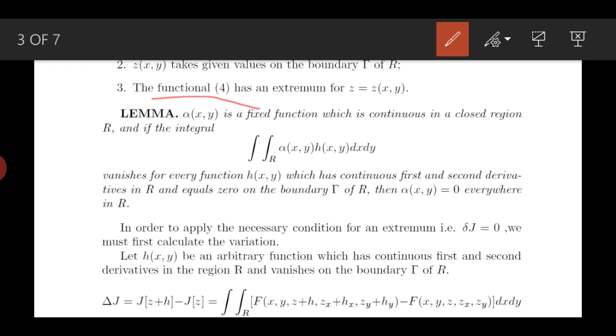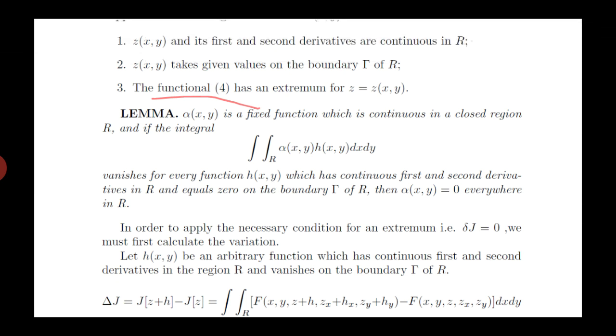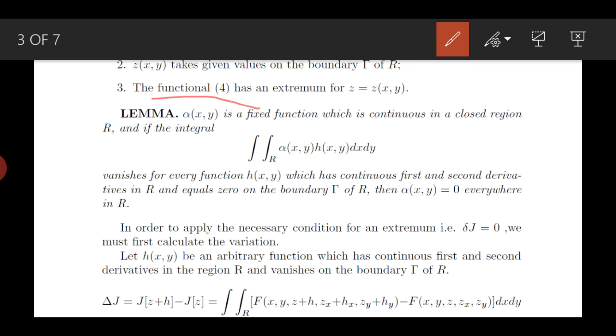The lemma goes like this: alpha of x, y is a fixed function which is continuous in a region R, and the double integral over the region R of alpha of x, y times h of x, y dx dy vanishes for all h of x, y which has continuous first and second order derivatives in R and equals 0 on the boundary gamma of R. Then alpha of x, y equals 0 everywhere in R.